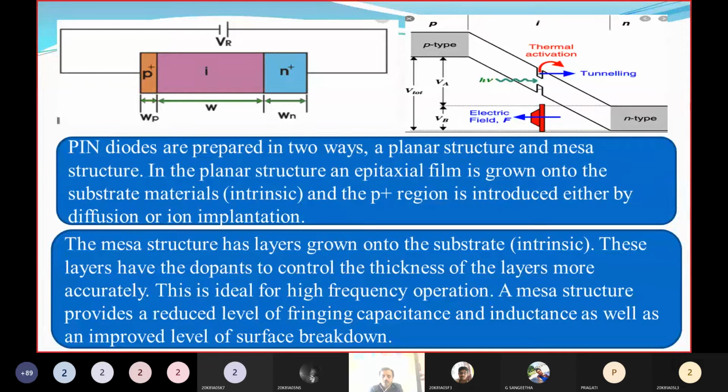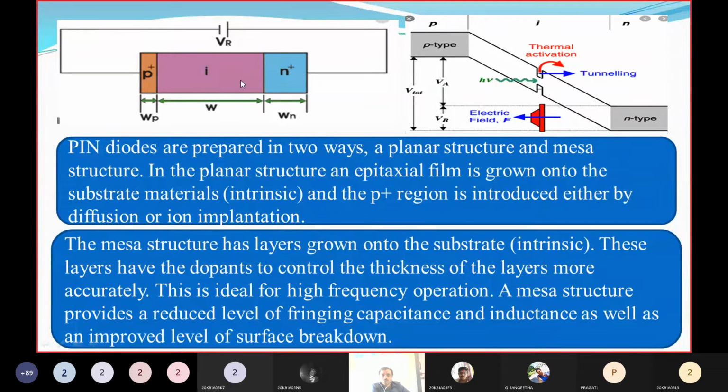Like that we have to calculate which wavelength is required to work the photodiode. The minimum wavelength is required to work the photodiode. So this is how to calculate that.